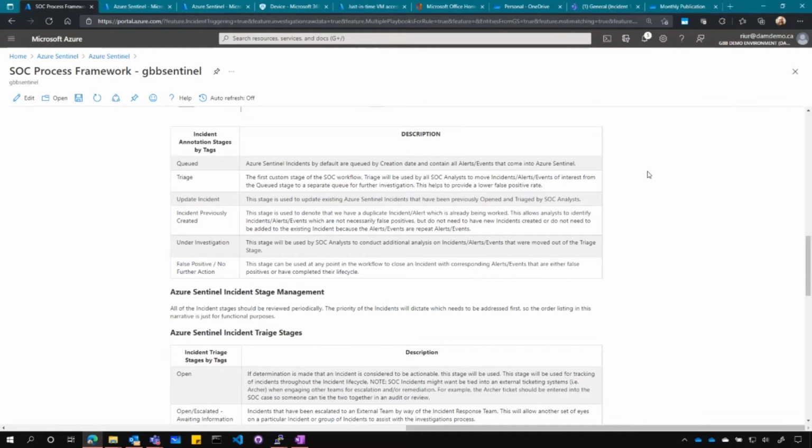Let's take, for instance, queued. When we look at queued, we see that Azure Sentinel incidents by default are queued by creation and contain all alert events that come into Azure Sentinel. What I highly recommend doing, in order to reduce the amount of workload that an analyst needs to do for queued and triage, is to build what we call automated workflows within Azure Sentinel. Let me show you what that looks like.